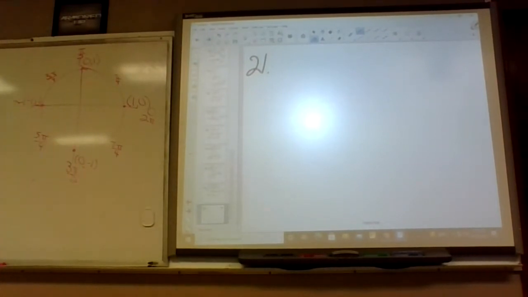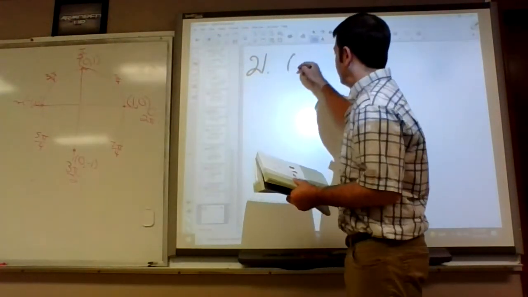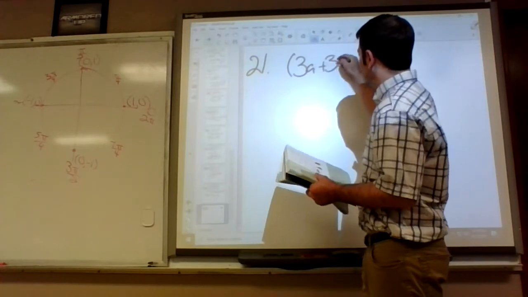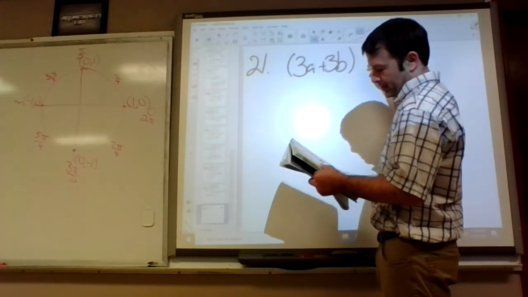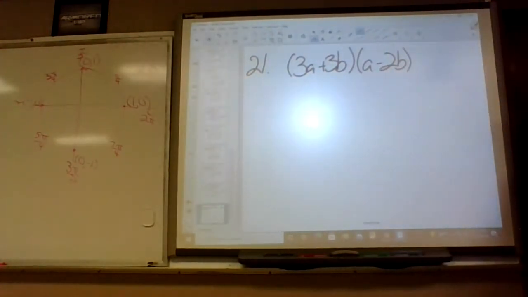I would multiply the 3 out on a plus b. So what's 3 times a plus b going to become? 3a plus 3b, times a minus 2b. So now it's a FOIL problem.